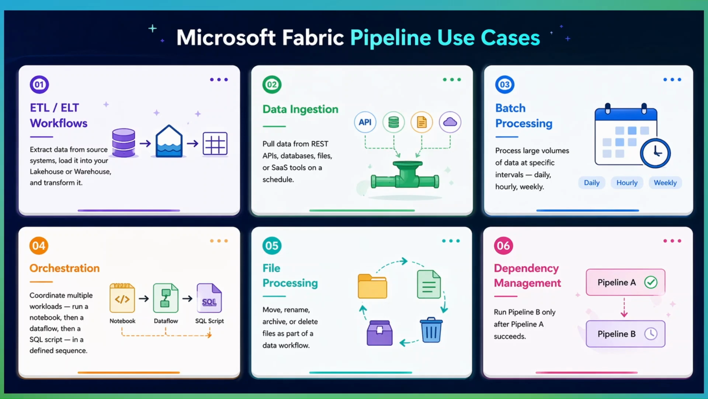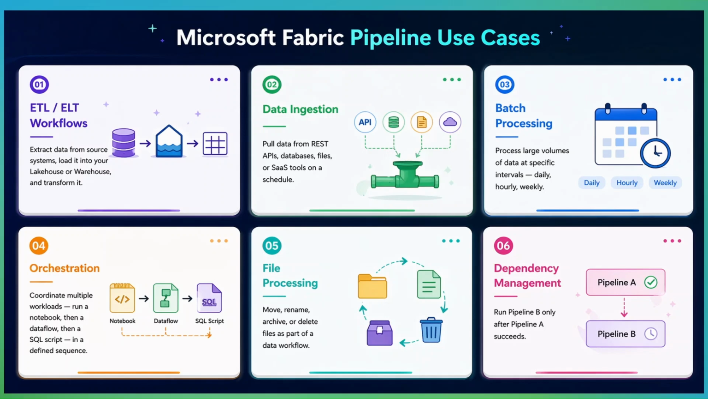The third one is batch processing. Instead of processing data continuously, a pipeline can handle a large volume of data at a set time, maybe daily, hourly or weekly. That depends on the requirement. So in batch processing, we can use a pipeline. In orchestration, a pipeline can coordinate multiple tasks in sequence, like first run a notebook, then a data flow, then a SQL script, all in the right order.